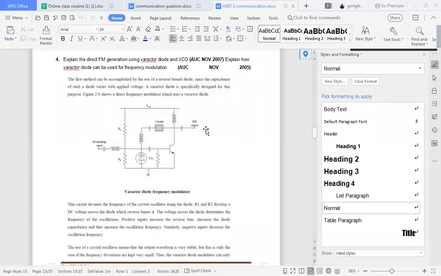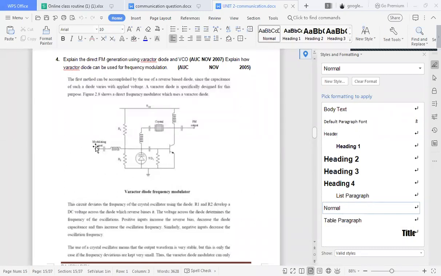So here is the frequency 1/2 pi root over of LC. C is varying according to the message signal. So the frequency of the carrier is varied in accordance to the message signal. That is actually the generation of frequency modulation using varactor diode. Clear?